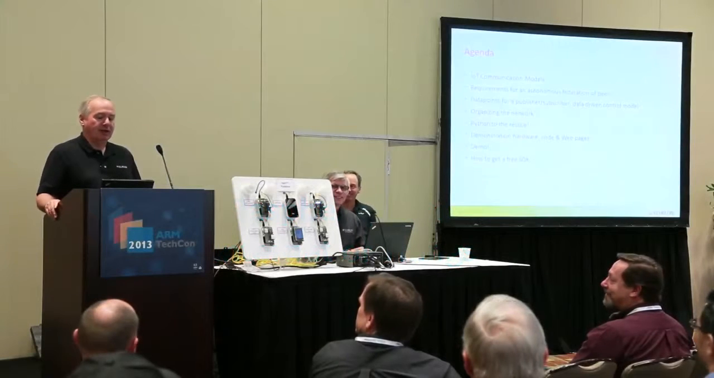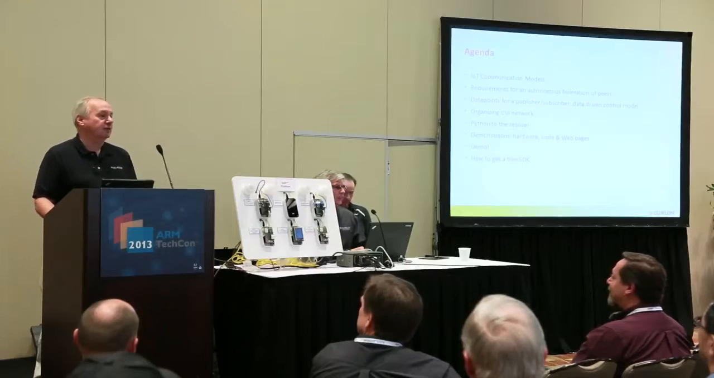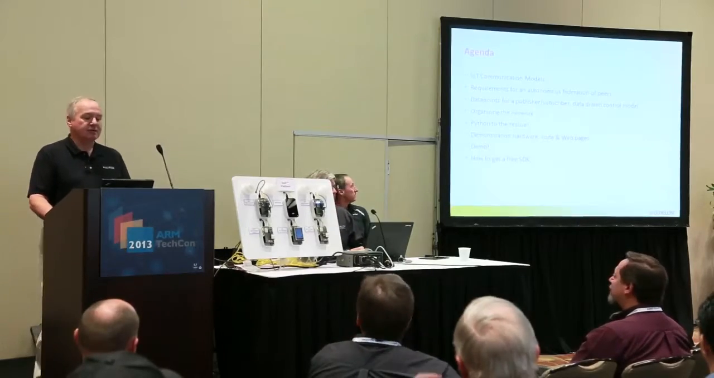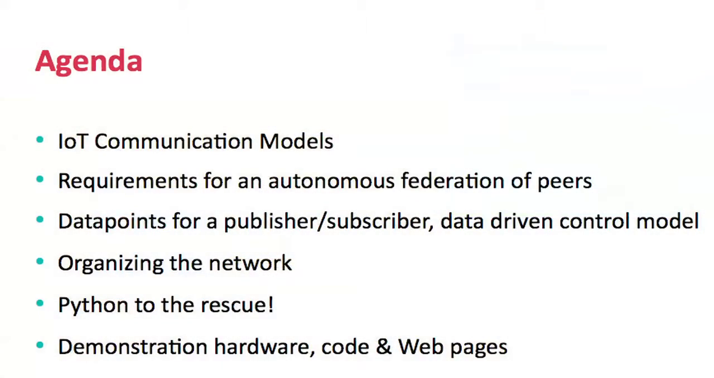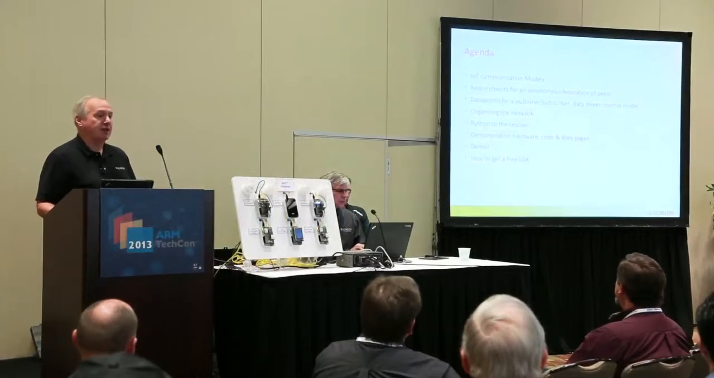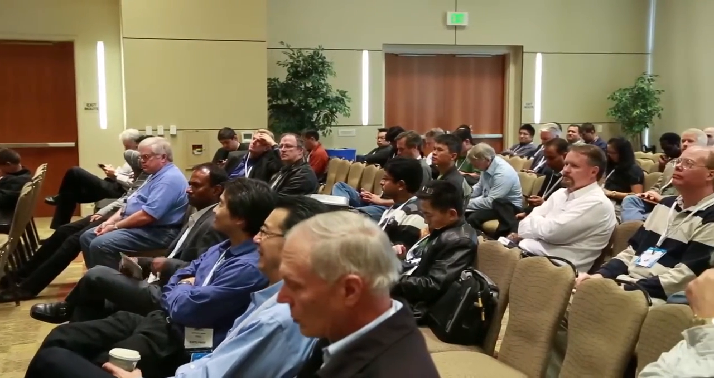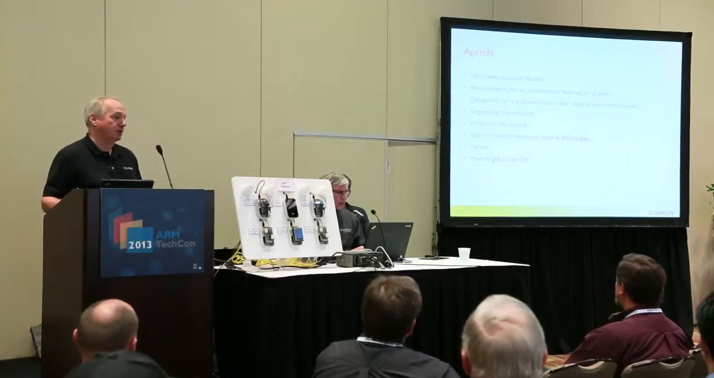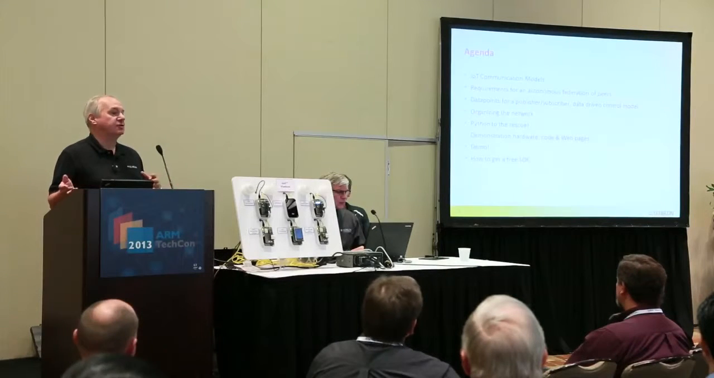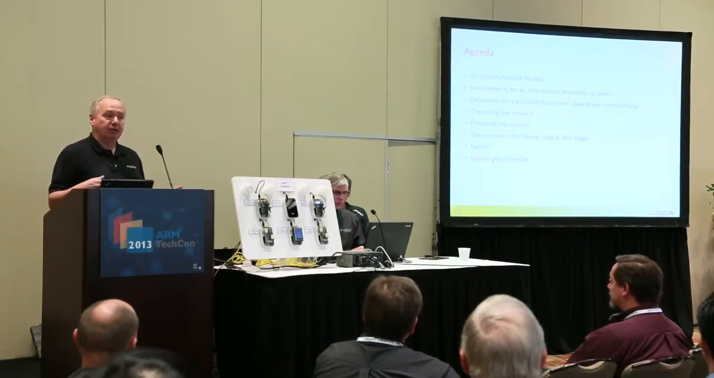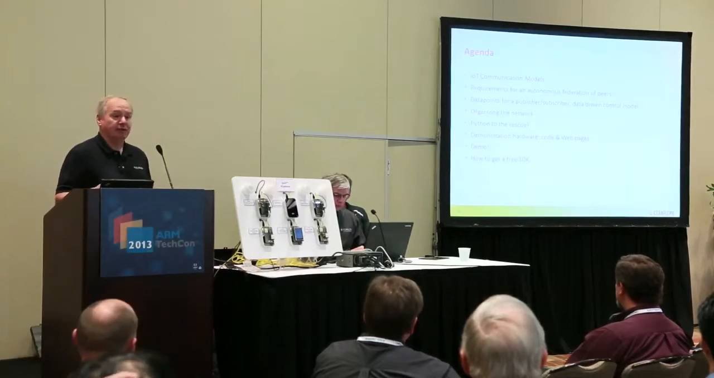I'm going to talk a little bit about what we think of as the Internet of Things communication models, requirements for an autonomous federation of peers. We think the Internet of Things requires peer-to-peer communication. I'm going to talk about a publisher-subscriber data model that we use to exchange data among these peers. Talk about how the network gets organized, and that's more than just assigning IP addresses, but it's also having nodes discover each other and what their services and capabilities are so that they can work together.